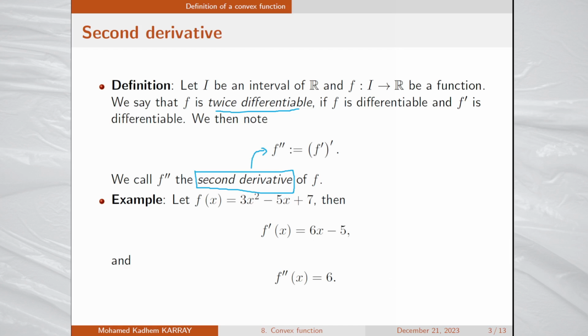So here is an example. Consider this function here, which is a polynomial. Its first derivative equals 6 multiplied by x minus 5. So its second derivative equals simply 6.